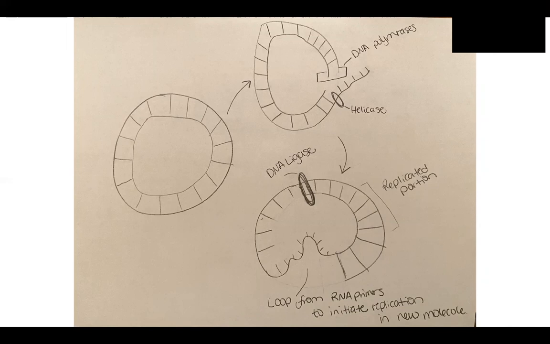The initiator protein binds at the origin. A nick in the strand occurs, and the protein binds onto the 5' end. The 3' end serves as the primer for DNA polymerase 3. And the same process occurs as in the diagram that we just looked at.